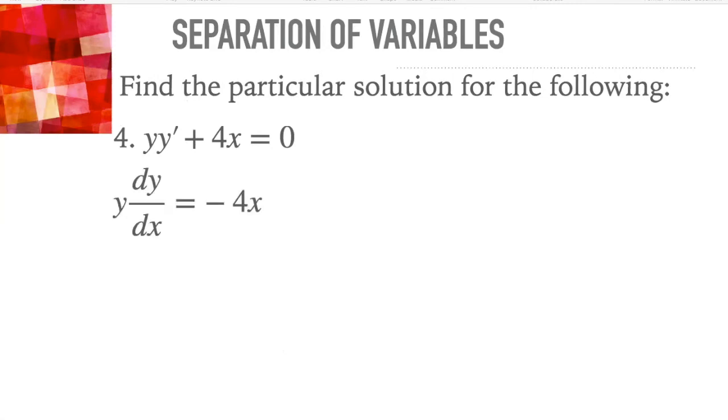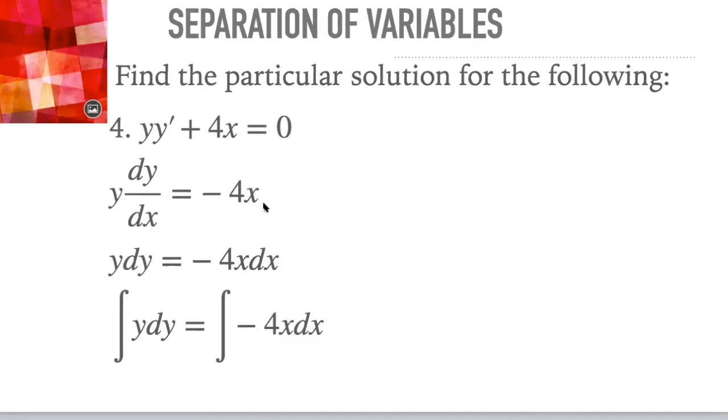Y prime is the same thing as dy over dx. We can also carry the 4x over the equal sign, so we have the negative 4x. Now, by separation of variables, we carry the dx over the equal sign, which is what we have here. Then we can go ahead and integrate.